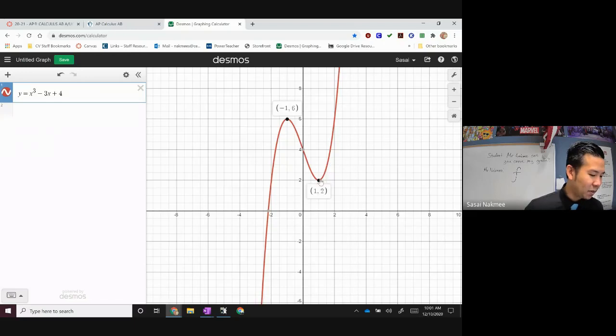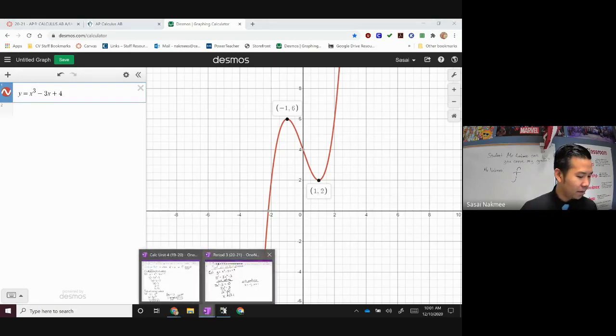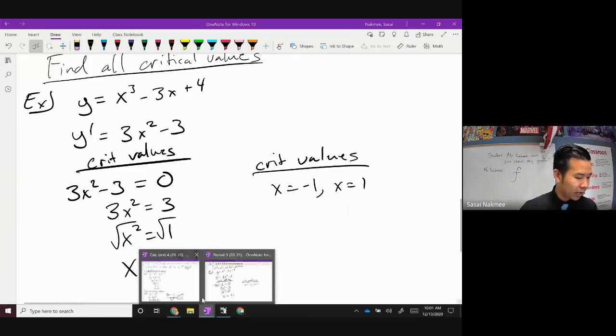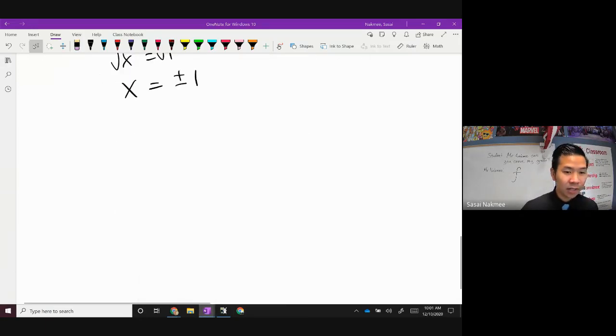And then I look at +1. It has a negative slope as it approaches it, and then it reaches 0, and then it goes positive on the other side. So those are my critical points. I have a critical point at -1, and I have a critical point at 1 right there. Those are my critical values for this. All right, let's go ahead and try another one.